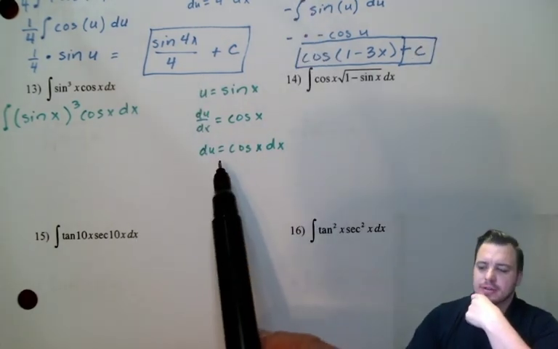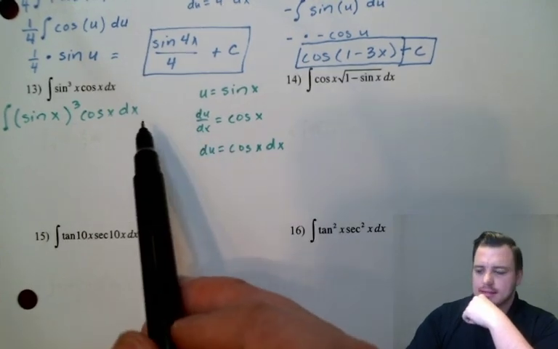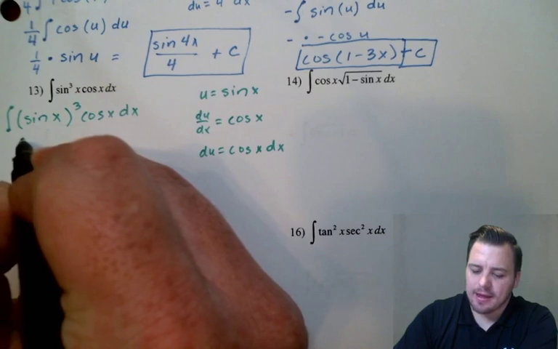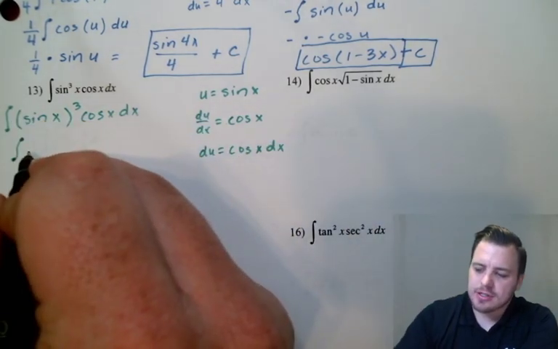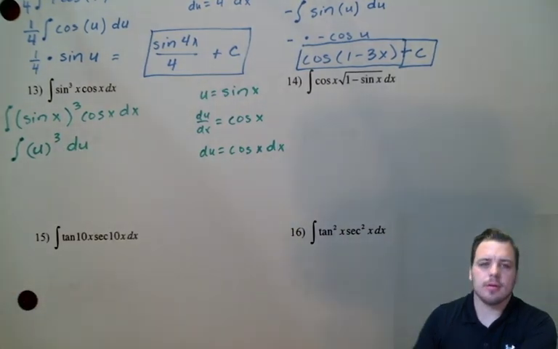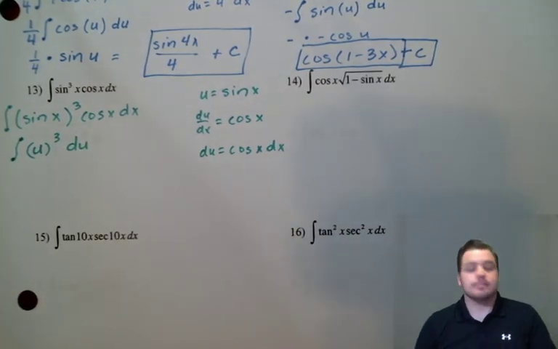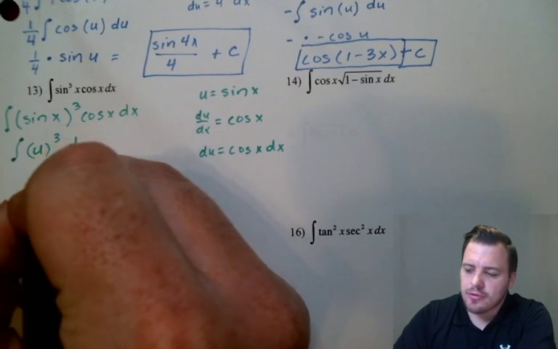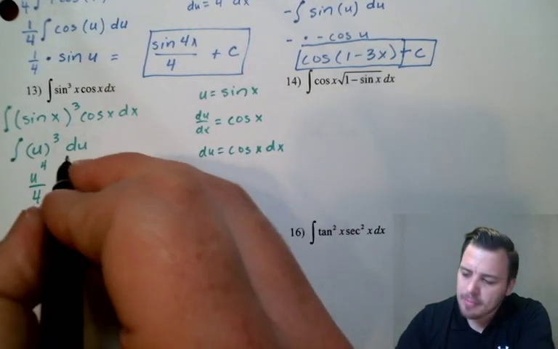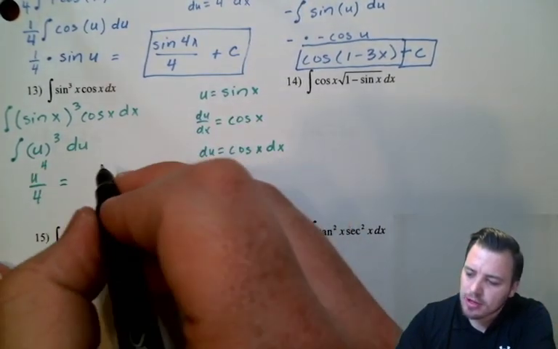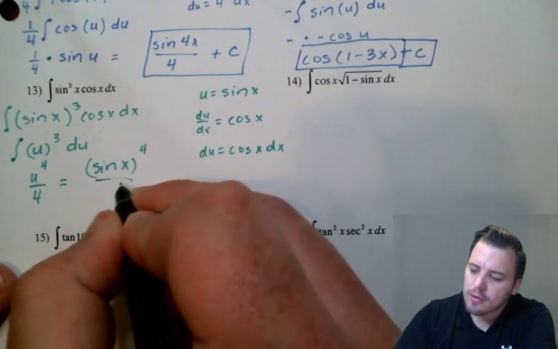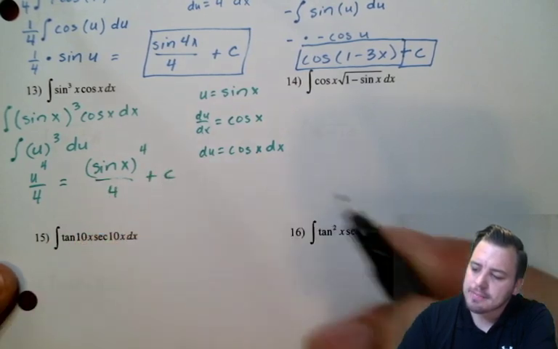So notice here that our du is this dx right here. So then we don't have to multiply anything. So then that's just u cubed du, which is u to the 4th over 4. And then that's just equal to, plug the u in, sine x to the 4th over 4 plus c.